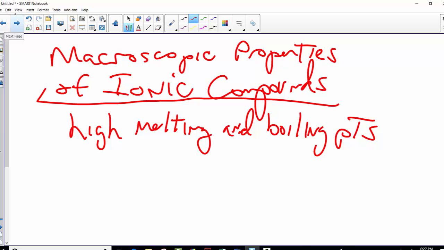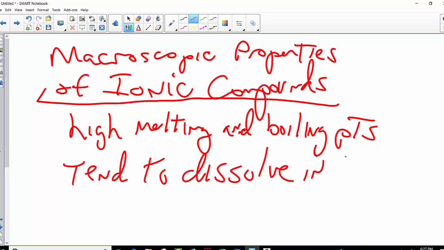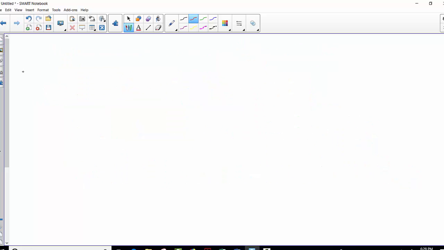The other thing we can say about these things is they tend to dissolve in water. That's not true of all of them. I can tell you lots of ionic compounds that do not dissolve in water, and I'm sure you can think of some too. But in fact, most ionic things, to some extent, dissolve in water. Now, why they do that is because water stabilizes the ions.